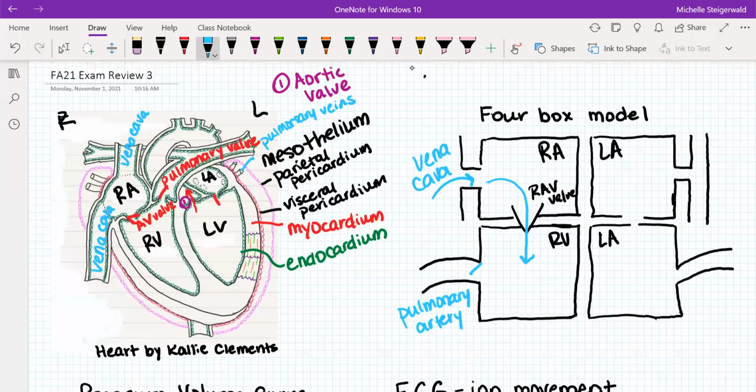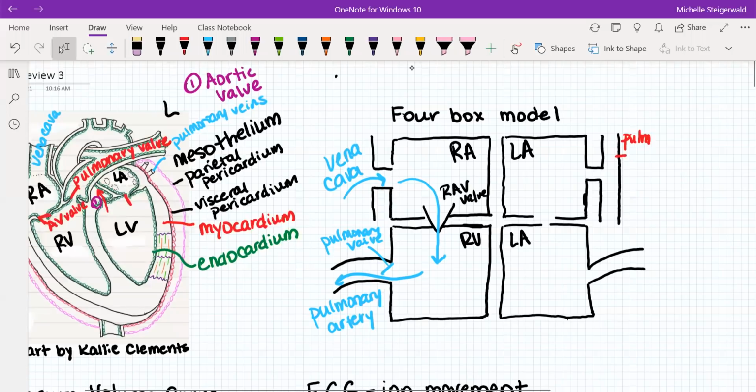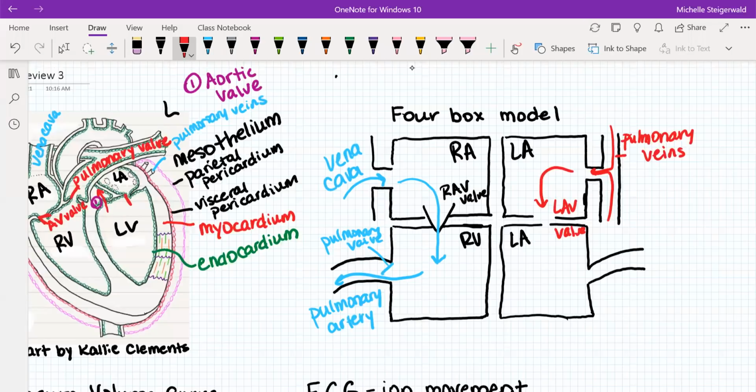And the pulmonary valve. It's going to go to the lungs, it'll pick up oxygen, and then it can come back through these pulmonary veins. So these are now going to be oxygenated. This blood can then pass through the left AV valve into the left ventricle, and then from there it can go out the aorta.